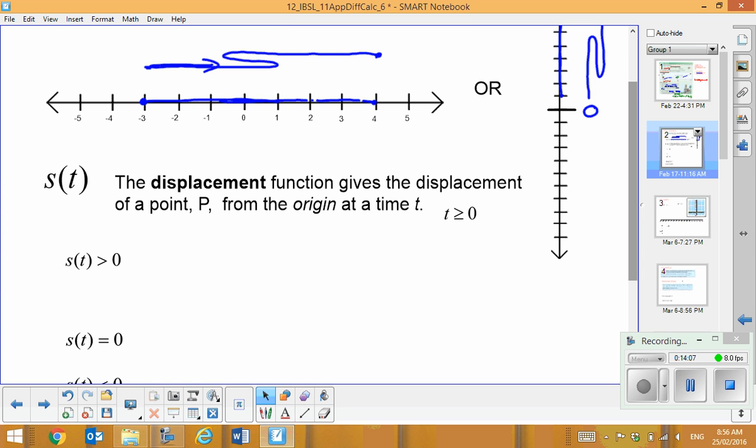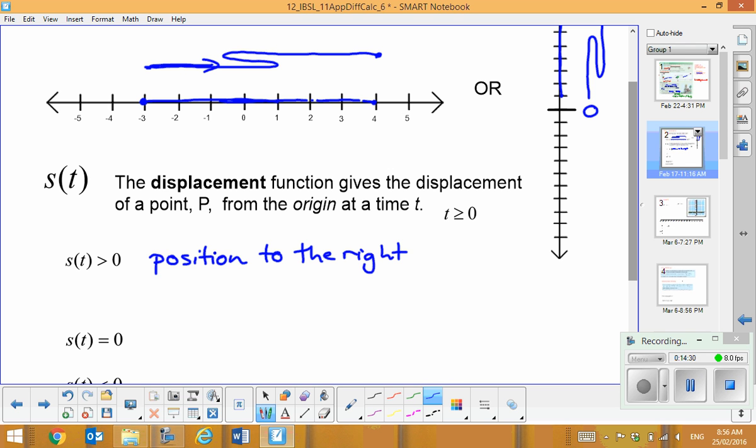All right, so this is our origin. All right, if our function says we're at +3, it means I'm 3 units to the right at that time. Okay, so that's the position. So the position is to the right or above the origin. Right?